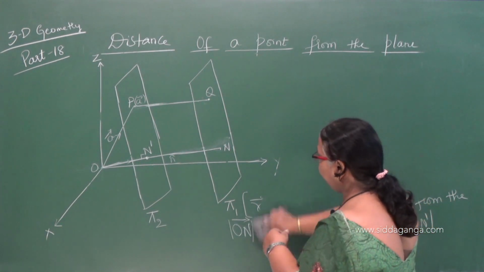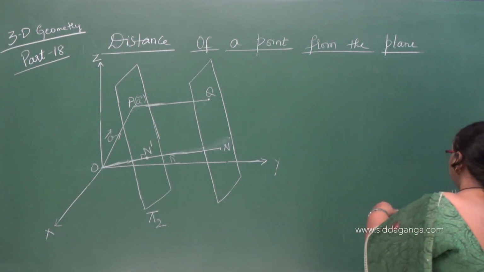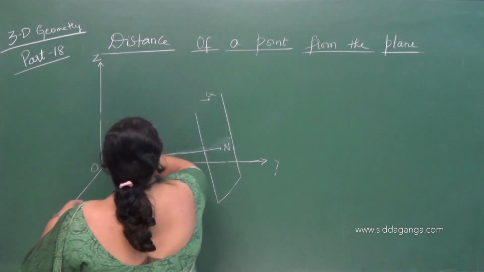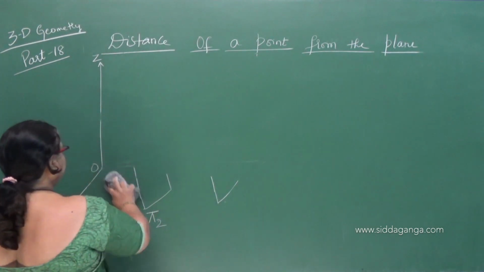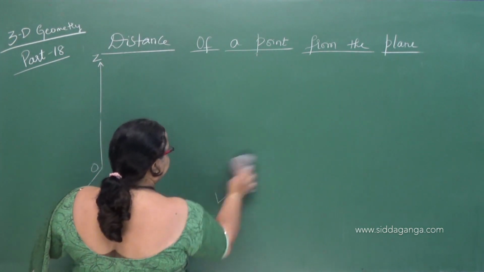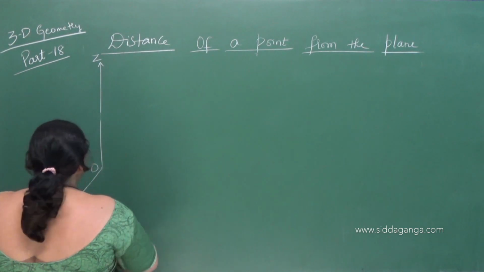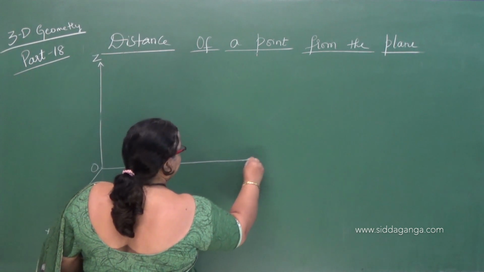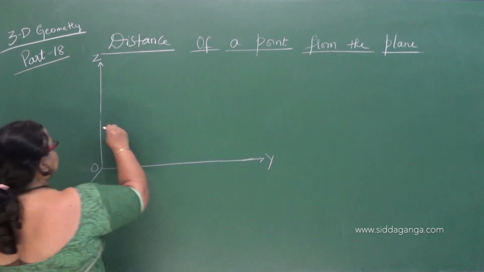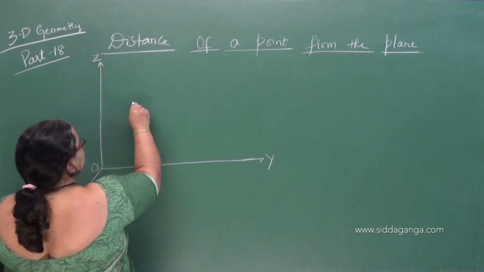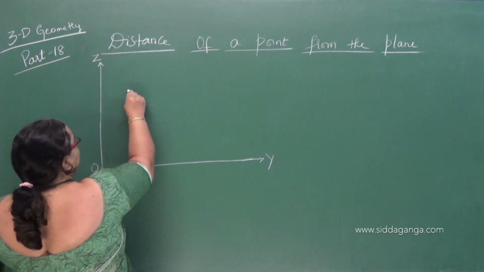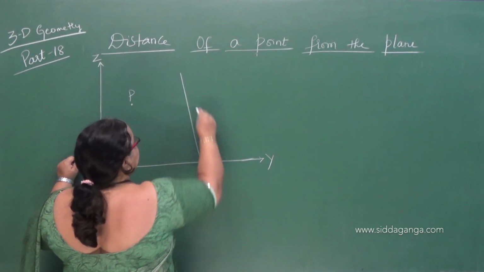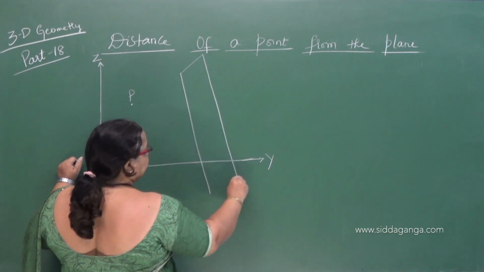The first plane we have to consider according to theorem 1, and the second plane is considered according to theorem 2. You should know theorem 1 and theorem 2. So here this is the x-axis, y-axis, z-axis. You consider a point P and a plane. This is the given plane.